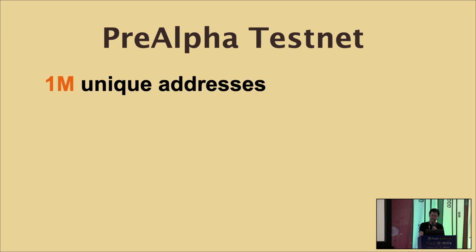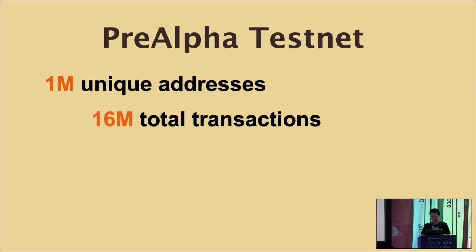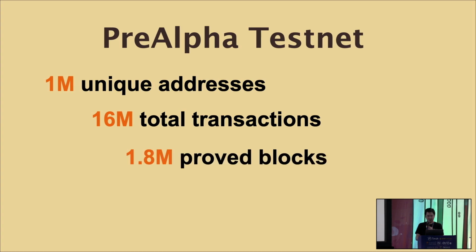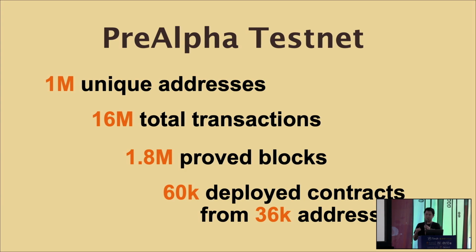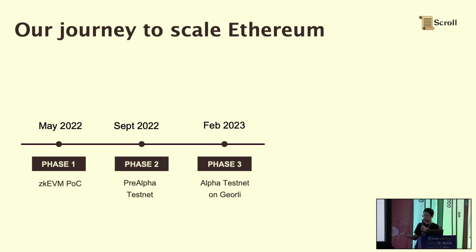To share some statistics of our pre-alpha testnet: up to now we have more than 1 million unique addresses running on it. We have processed and executed more than 16 million total transactions, and proved more than 1.8 million blocks. We also received a lot of developers deploying contracts: there are 60,000 deployed contracts on the testnet from 36 different addresses. And fast forward to today, on this Monday, February 27, we launched our alpha testnet.